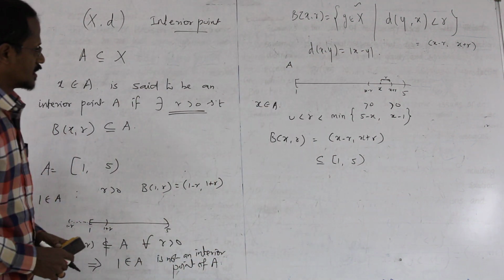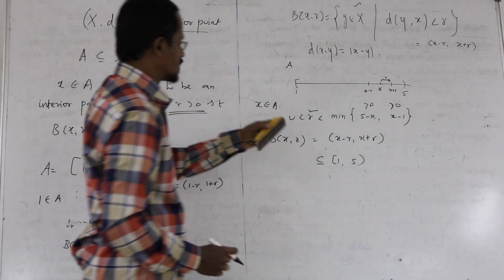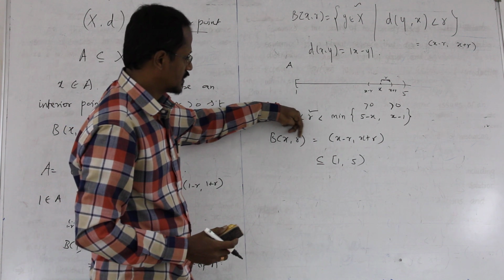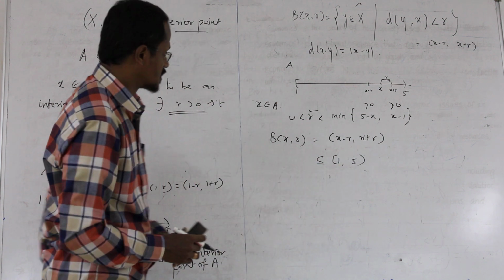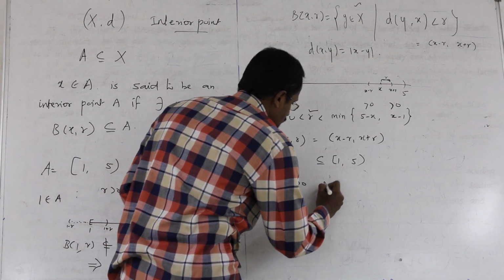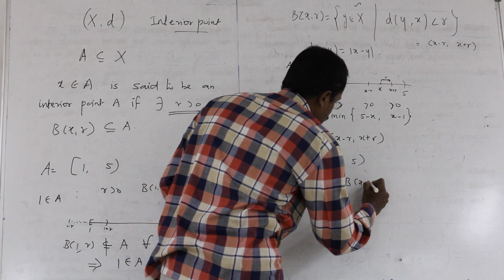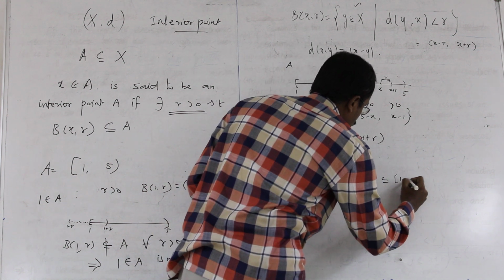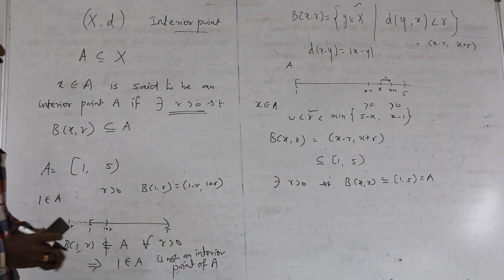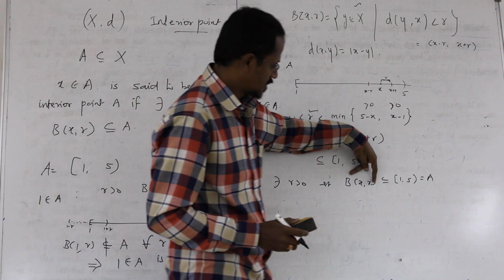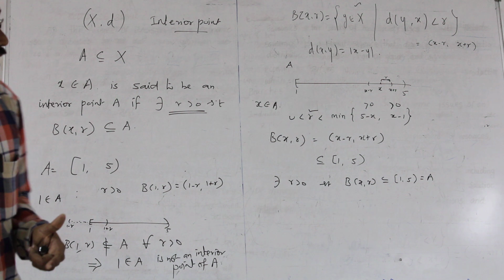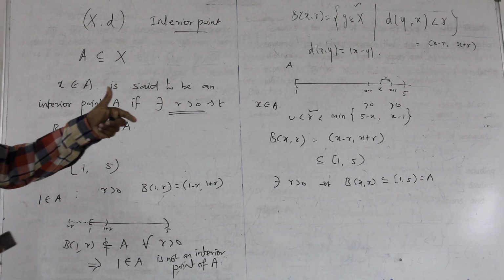If you choose R in this manner, the corresponding ball with center x and positive radius R is a subset of (1, 5). That means we are able to identify an R positive such that the ball with center x and radius R is a subset of the interval (1, 5), which is our set A. So for the given point x, there is a positive number such that the corresponding open ball is contained in A. Therefore, this point x becomes an interior point of the given set A.